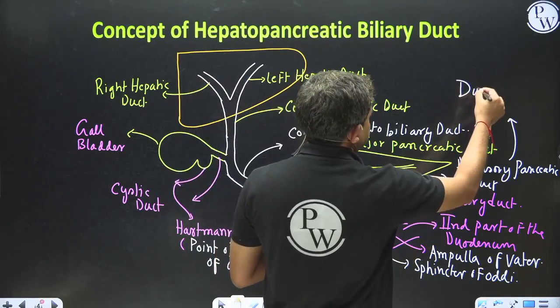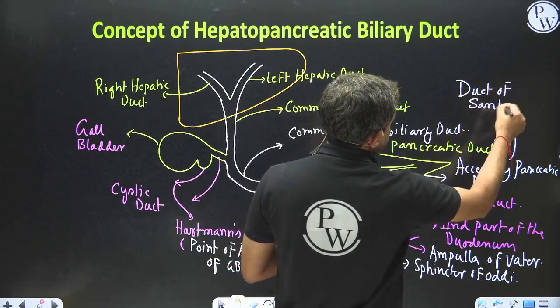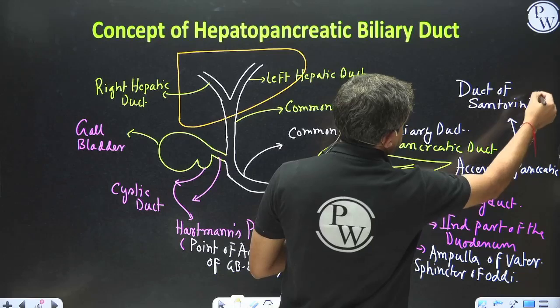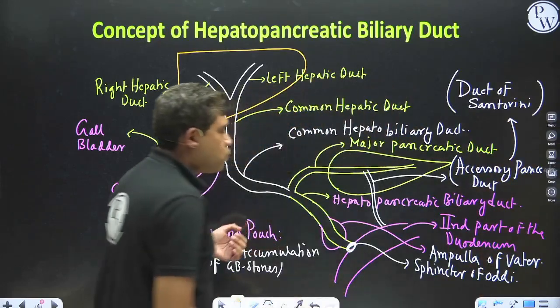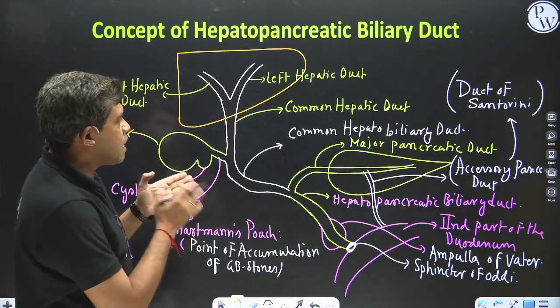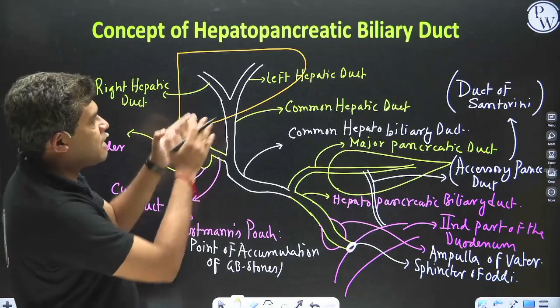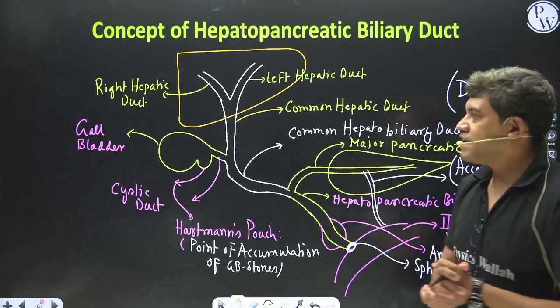This is also called the duct of Santorini. This is the other name, but this is the accessory pancreatic duct. It may also open into the second part of the duodenum. So this is how it looks. This is termed the hepatopancreatic biliary tree. Once again, I need to recapitulate.